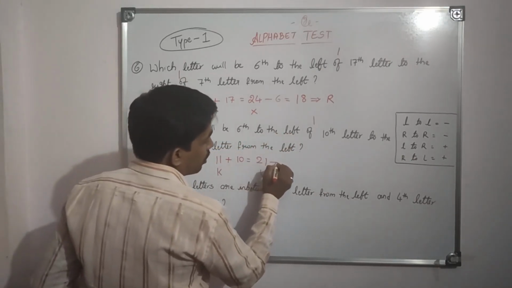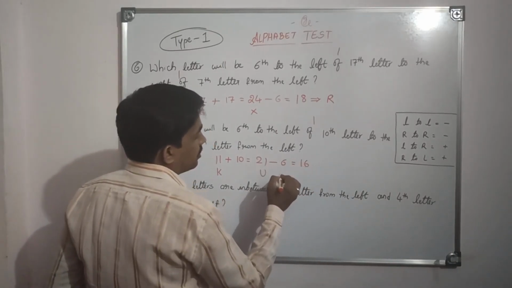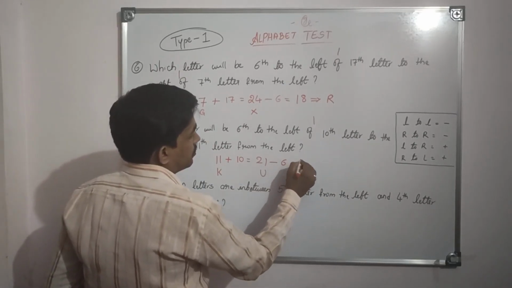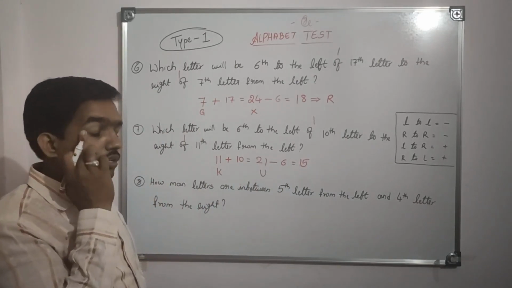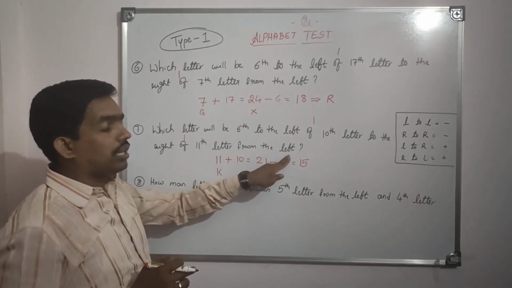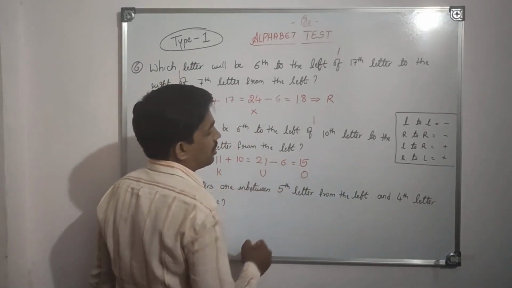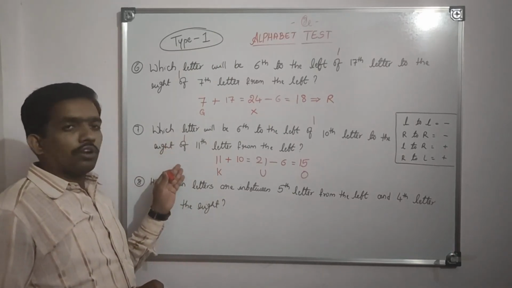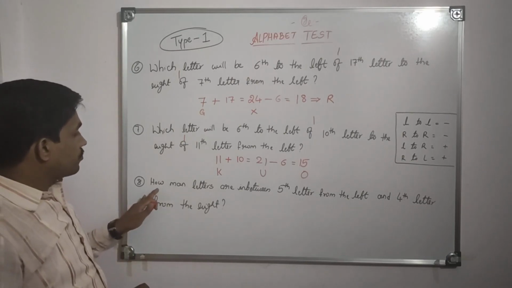It means again we have to come back. It means minus 6. 21 minus 6 is 15. Which is our 15th letter from the left? It is O. O is our answer for this question. Okay friends, have you understood this? Okay, coming to our next question.